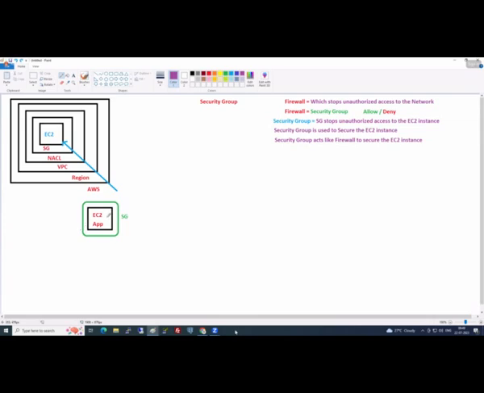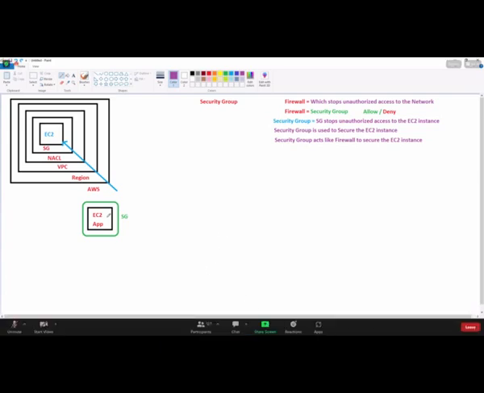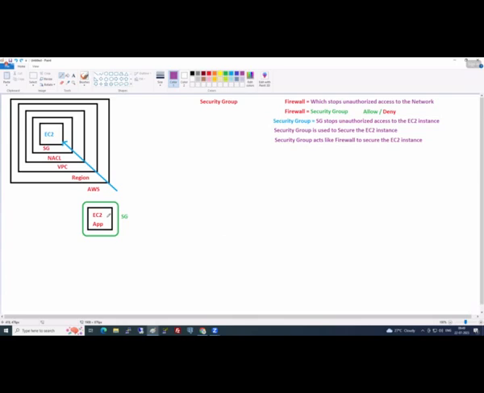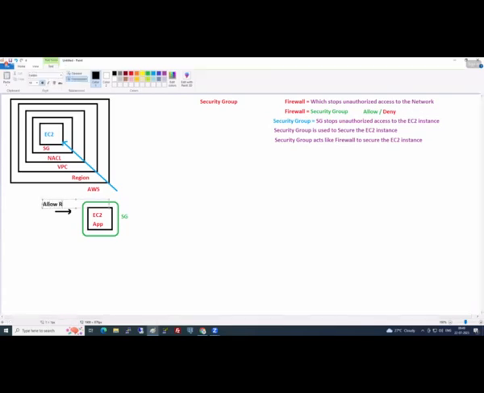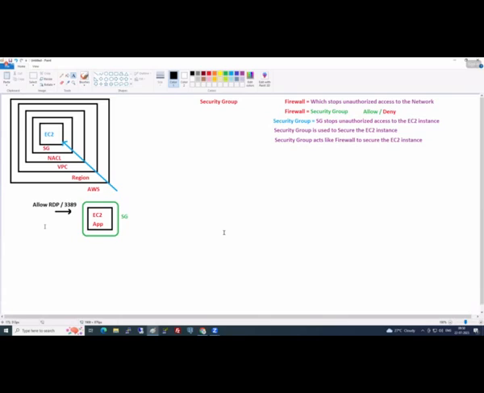Now, this is a Windows machine. I want to log into this Windows machine. What is the protocol that I need to allow? RDP. So what I need to do in inbound rule, I can go and add a rule. Which rule I need to add? RDP rule I need to add. So here allow RDP on which port number? 3389. So this is one rule I have created in inbound rule.